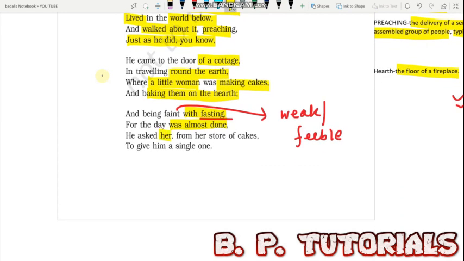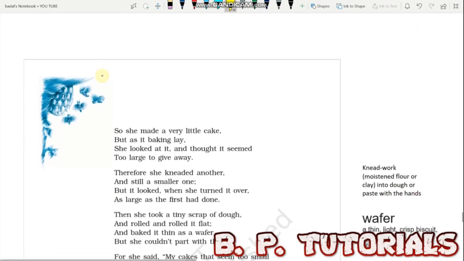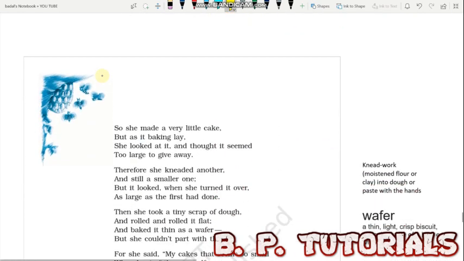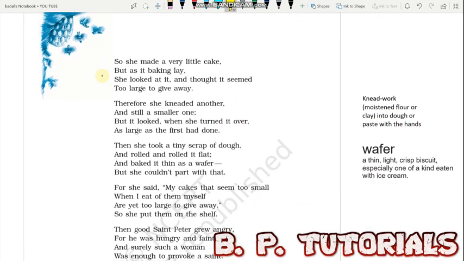He did not get food to eat. He asked her. Saint Peter asked that little woman who was baking cake from her store of cakes to give him a single one. He just requested that particular woman who was making cakes on the hearth to give him one cake just out of her store of cakes. One woman could show this sort of generosity easily to a saint like Saint Peter. So she made a very little cake. This indicates that she is very much selfish. You should not become selfish at all. She was very selfish. She was making a very little cake.